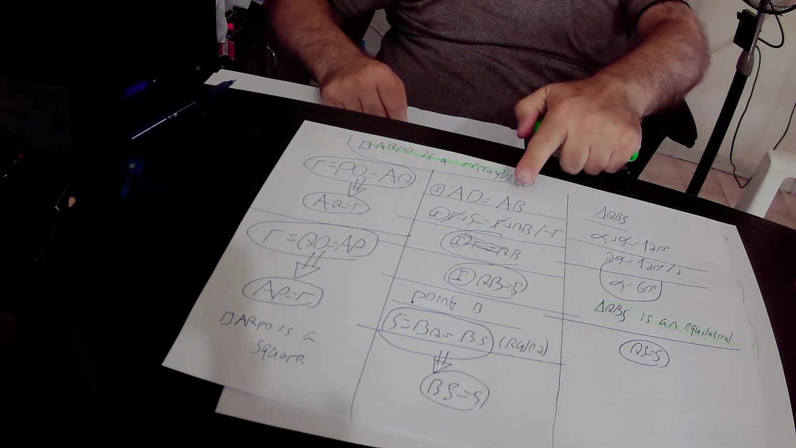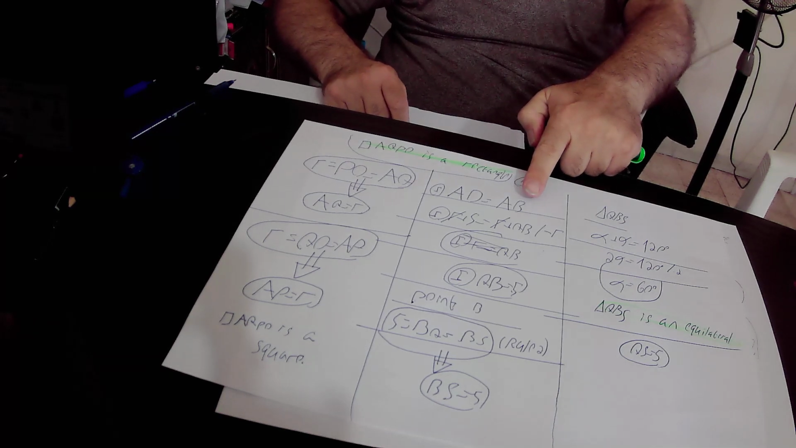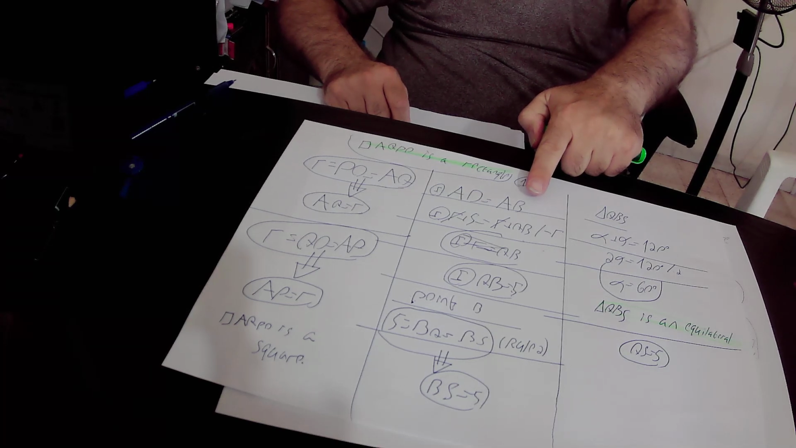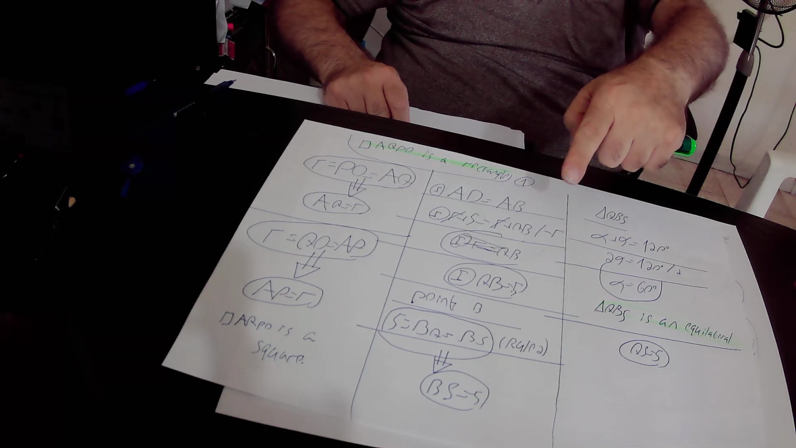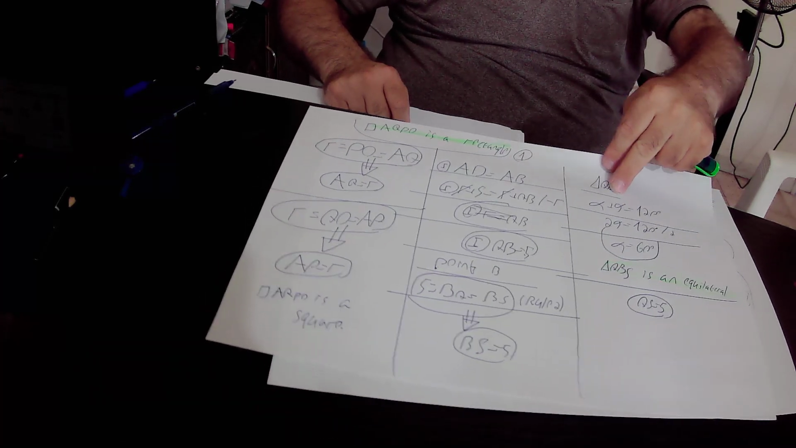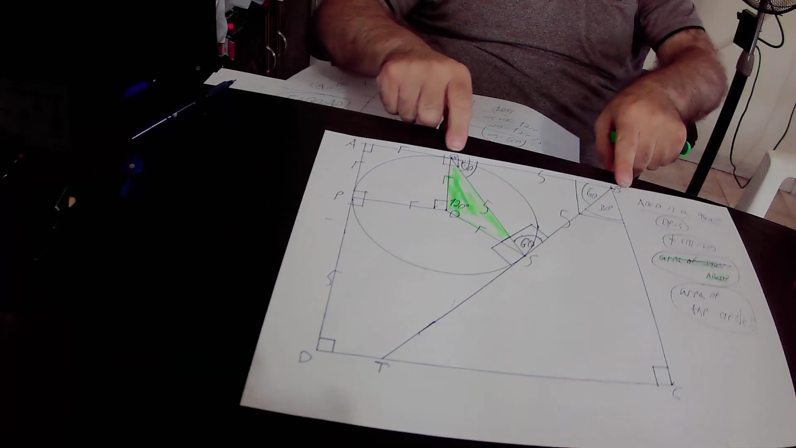Here we subtracted R from equation number 1. So R will get cancelled, and we found out that BQ equals 5. Here, BQ equals 5 units.